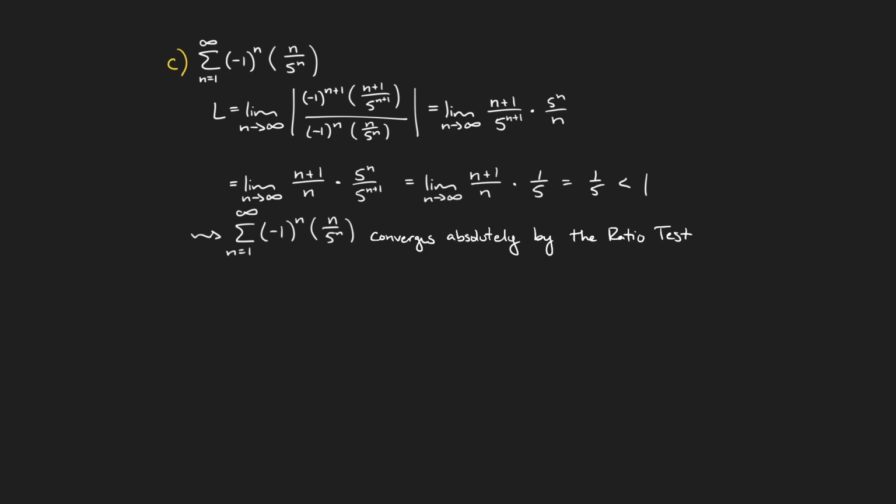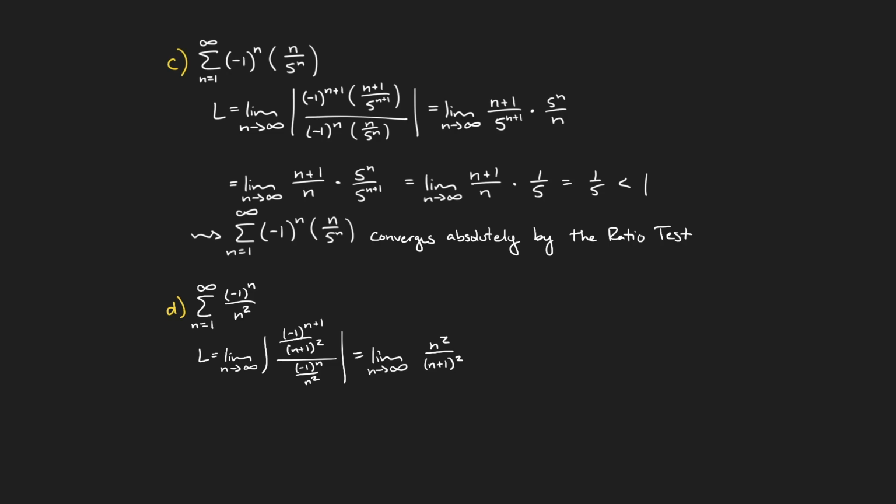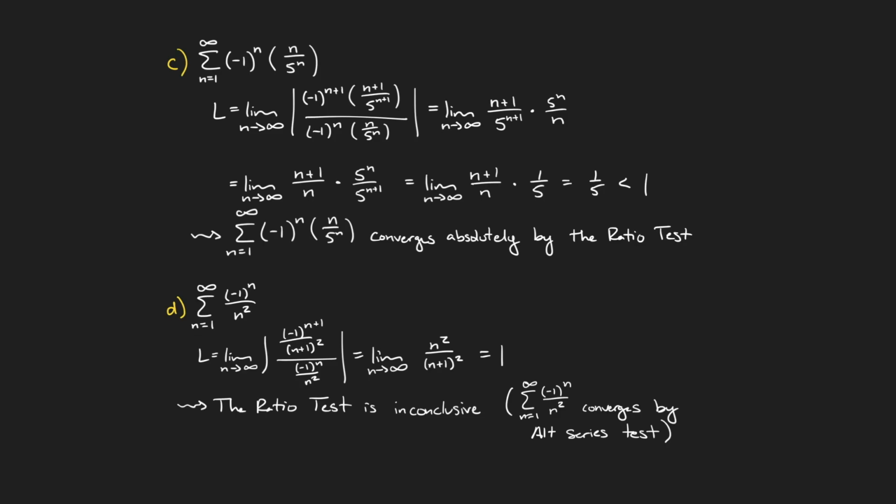And finally, let's try to decide whether the series sum from n equals 1 to infinity of (-1)^n over n^2 converges or diverges. Just like we always do, we compute the limit. And after we simplify, we are left with the limit of n^2 over (n+1)^2, which turns out goes to 1. Therefore, the ratio test is inconclusive, and so we'll need to use another test to tell if this series converges or diverges. However, going through our toolbox, we see that the series converges by the alternating series test.